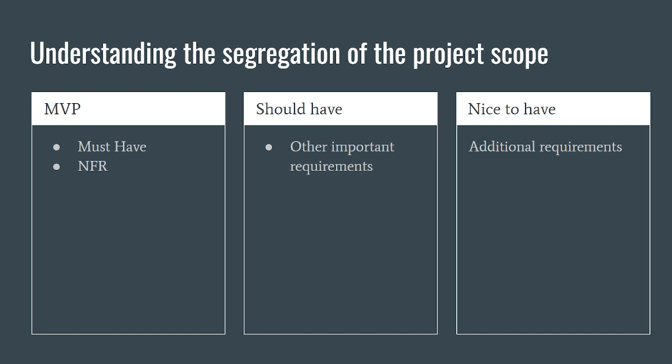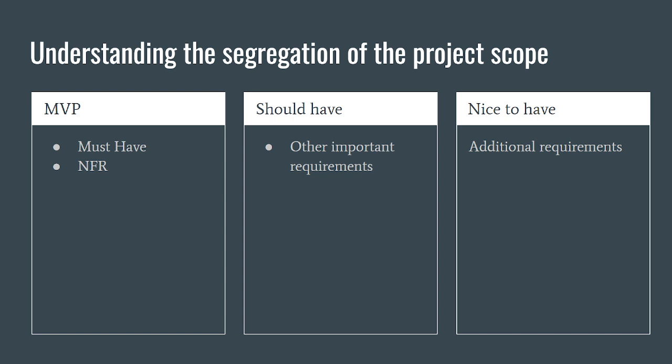So, if you need to understand the segregation of the project scope, that's the first one we call the MVP. MVP means the minimum viable product, which is the product that we're going to offer the client in the first go live. In this scope, there are must haves for the product and there are NFRs. NFRs means non functional requirements like performance, security, scalability.